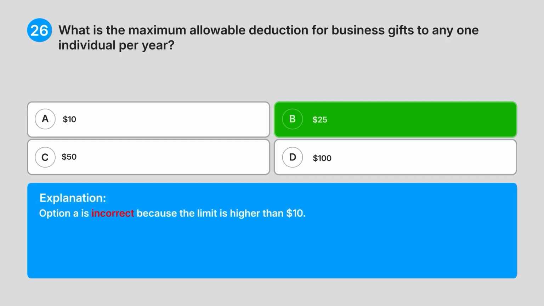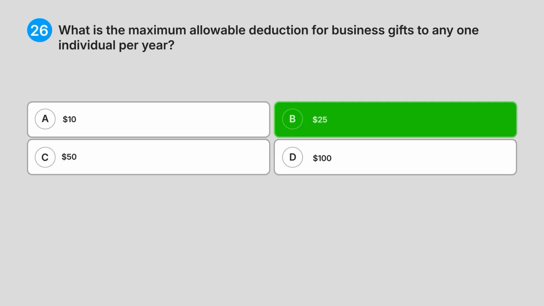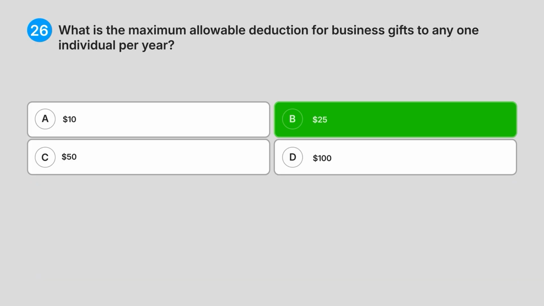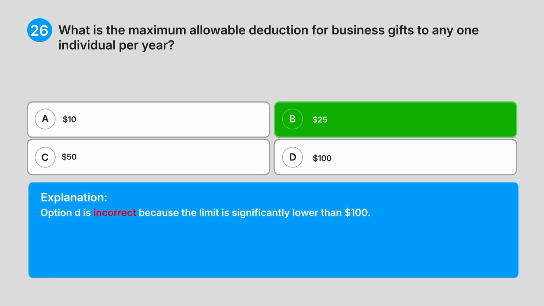Option A is incorrect because the limit is higher than $10. Option C is incorrect because the limit is lower than $50. Option D is incorrect because the limit is significantly lower than $100.